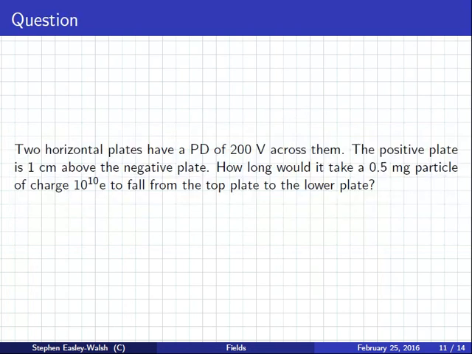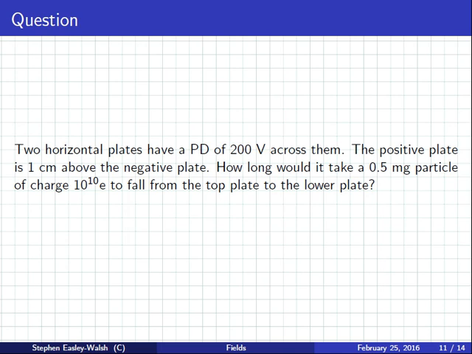So here's our first example. Two horizontal plates have a potential difference of 200 volts across them. The positive plate is 1 centimeter above the negative plate. How long would it take a half milligram particle of charge equal to the electron and proton charge value, the one on the calculator?